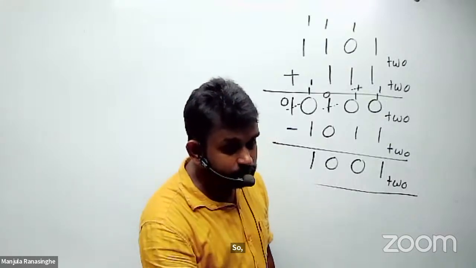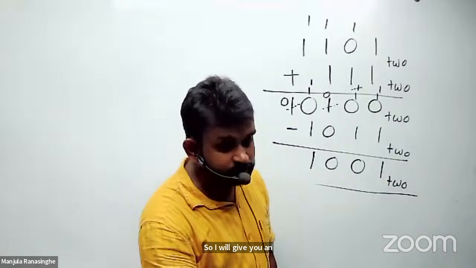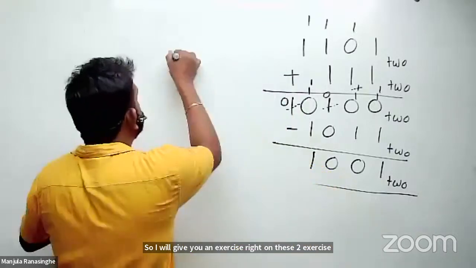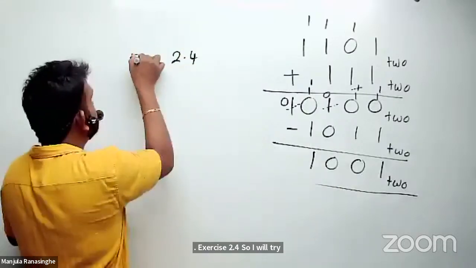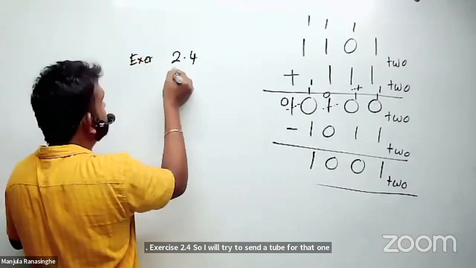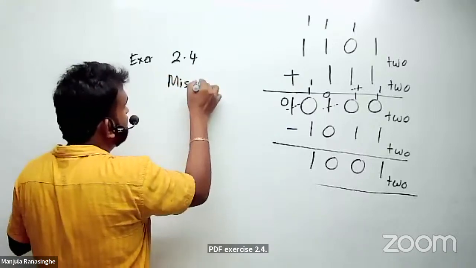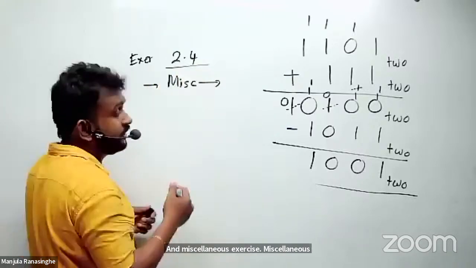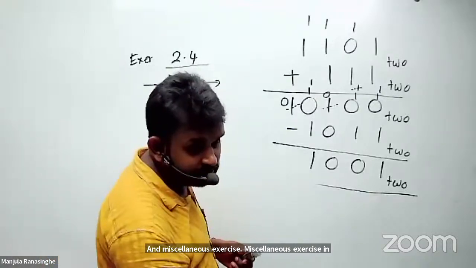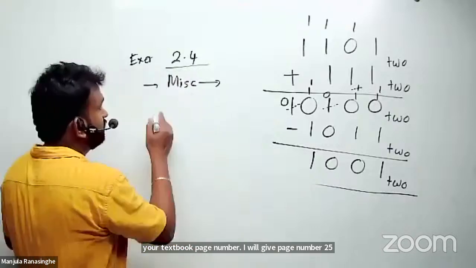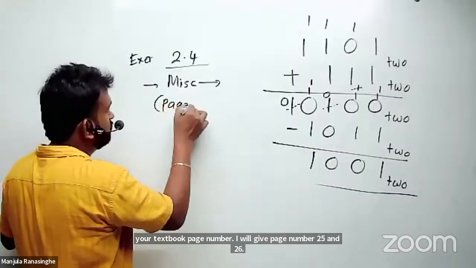So I will give you an exercise. Write down these two exercises. Exercise 2.4. I will try to send a tute for that one, PDF, exercise 2.4, and the miscellaneous exercise in your textbook. Page number, I will give page number 25 and 26. Right, page number 25, 26.